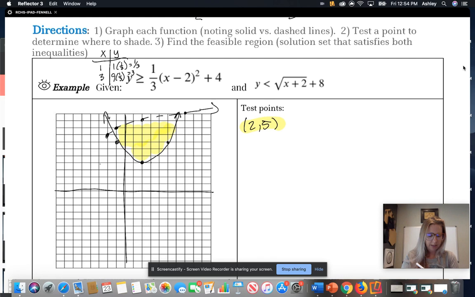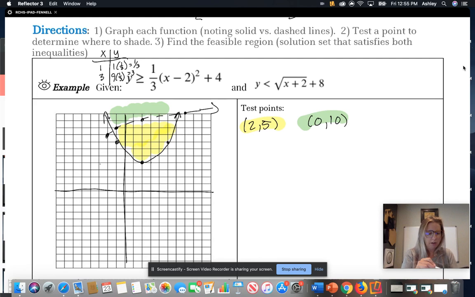We could also test within the quadratic, but above the square root function. So that would be another location. So we could test a point, say (0, 10), to have friendly numbers. Okay, so we could test that region. Again, that would be above the square root, but still inside the quadratic.